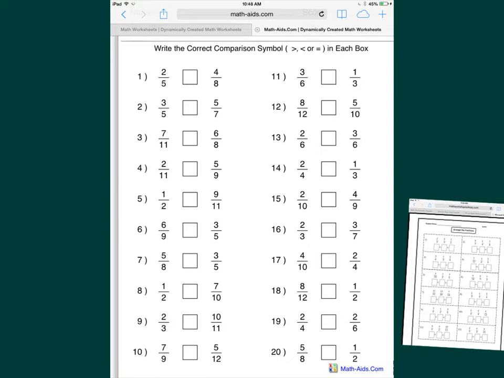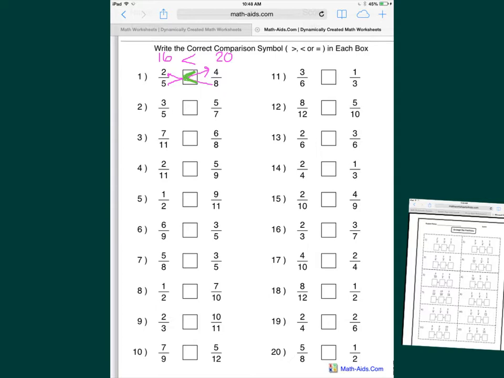The way you do this is just cross multiply, start at the bottom. 5 times 4 is 20. 20 belongs to this fraction over here. And then 8 times 2 is 16. 16 belongs to that fraction. And then just compare those two cross products. 16 is less than 20. So then 2/5 is less than 4/8. See how quick and easy that works? And if you're doing your multiplication correctly, you're going to get that right every time.